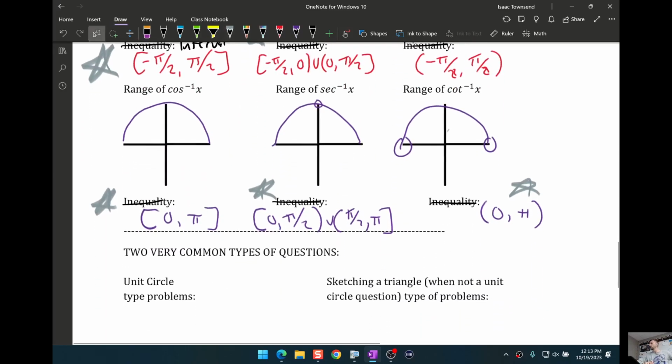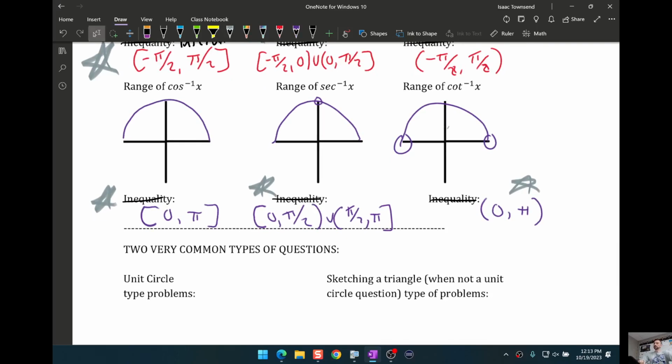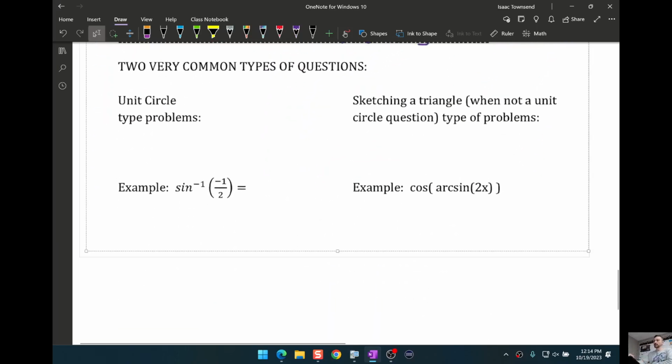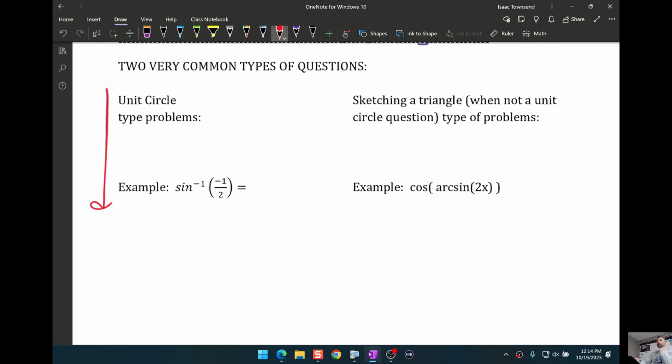So, all right, finally, before we move on to worksheet 1 and practice a bunch of these questions, I need you to know that the bulk of the stuff we do in this section boils down to one of 2 types of questions. Some of these will be unit circle type questions, which we will look at here, just one example here. And if it's not something from the unit circle, it's one that we will need to sketch a triangle on, and we'll do one example here. But we'll do several of each of these on worksheet 1 in a minute.